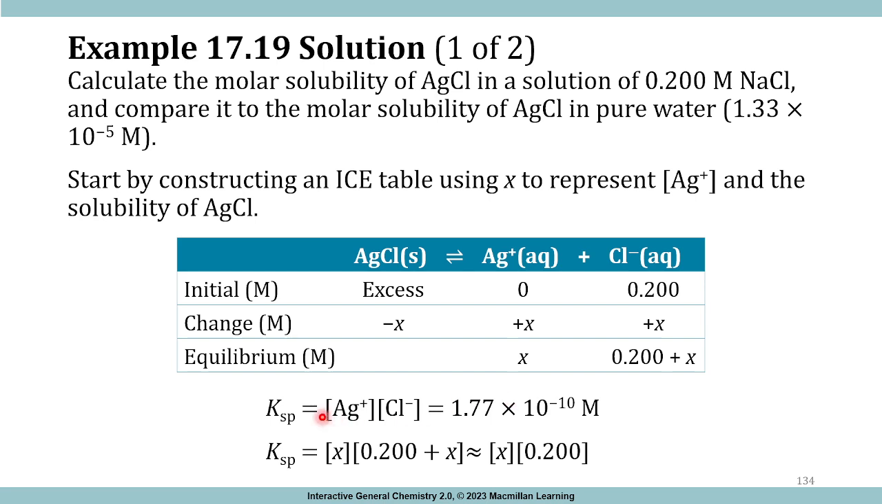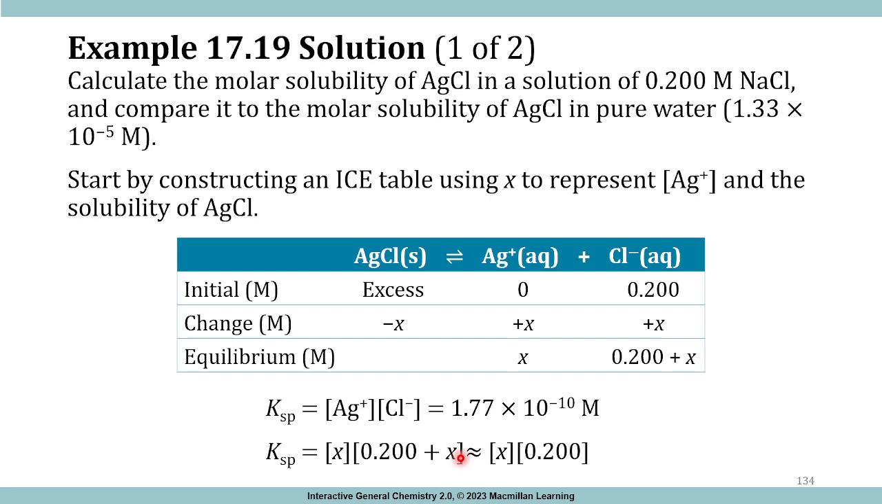Okay, so again we have our Ksp expression, concentration of silver, concentration of chloride. This equals the Ksp value from table 17.2, and that is this value right here. Now, we plug these x's in, so x and 0.2 plus x. Considering this number over here that we're equal to, are we going to get a very large number for x here?